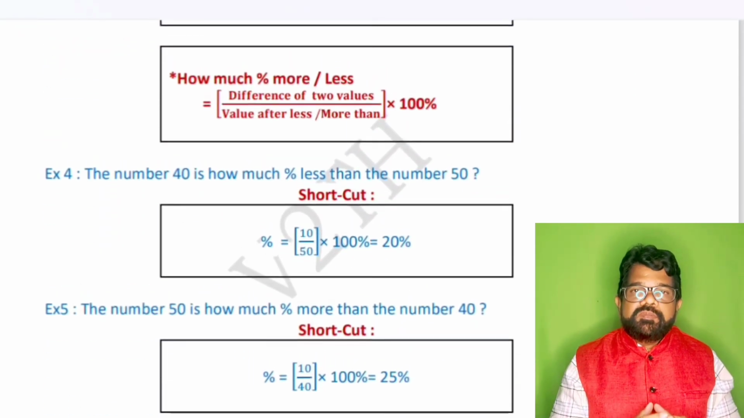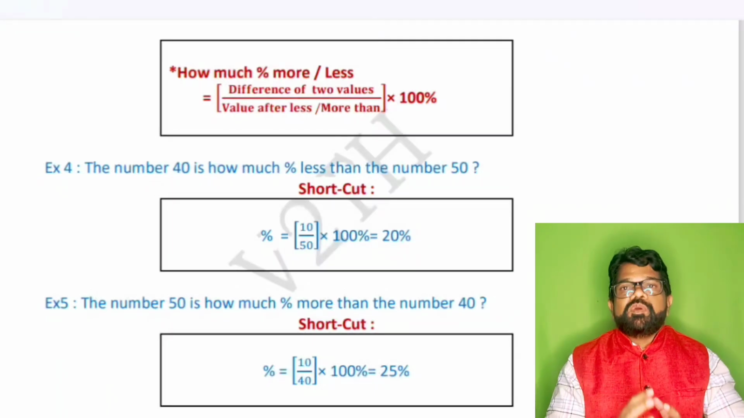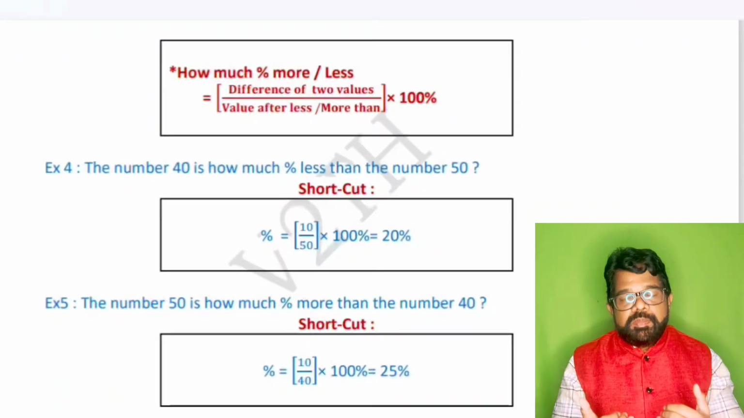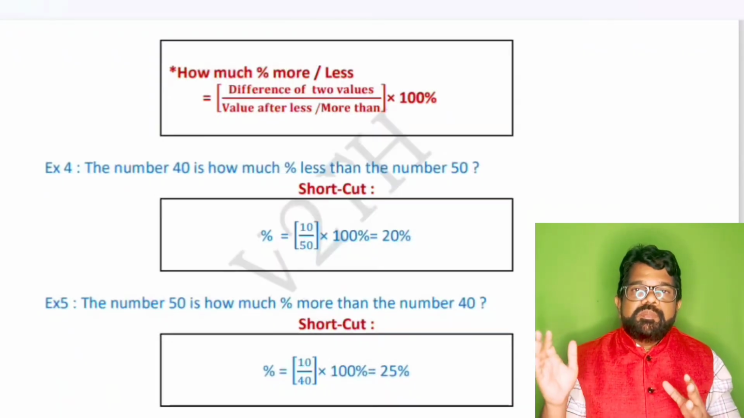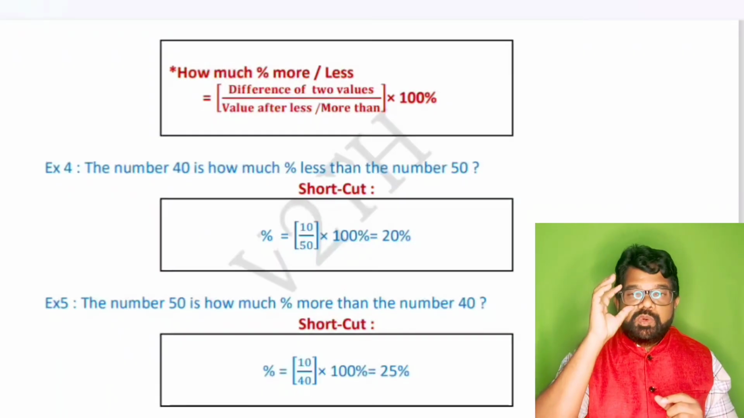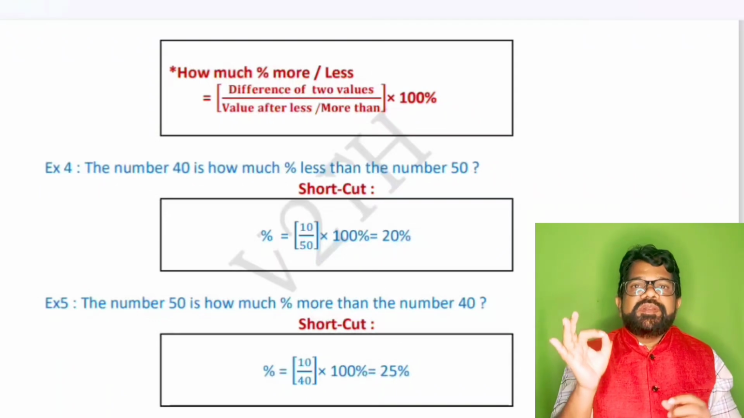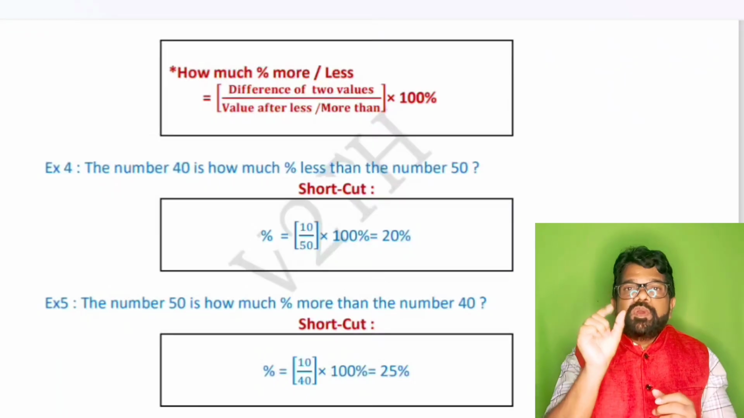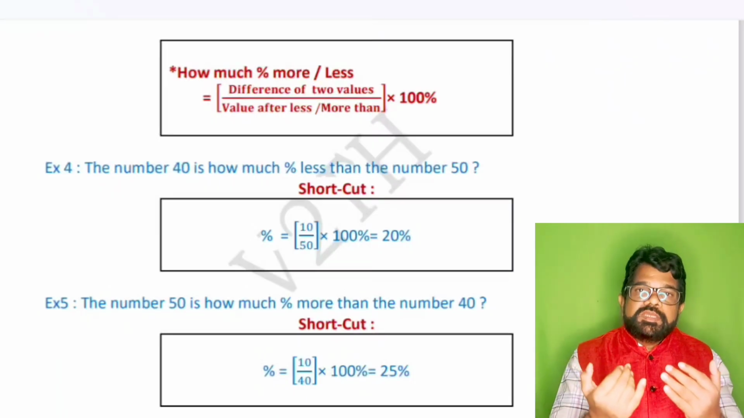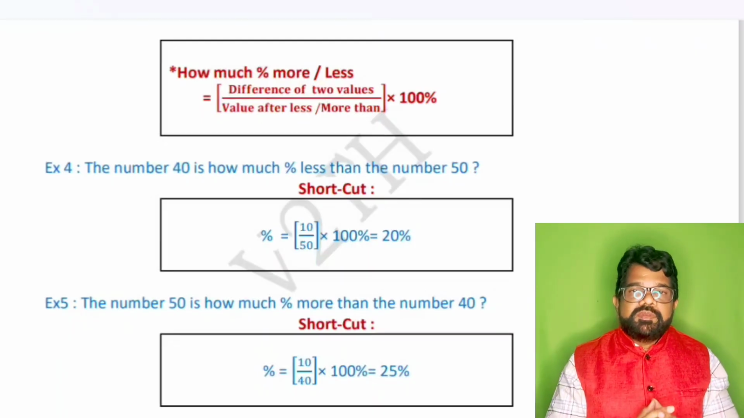Now another keynote here: how much percent more or how much percent less, how can you calculate? What is the keynote here? Difference of two values in the numerator divided by the value given after less than or more than, into 100 and percent symbol. When the question says how much percent more or how much percent less, then only you have to apply this keynote. Difference of two values by the value given after less than or more than in the denominator into 100. If you write into 100, definitely put the percent symbol.